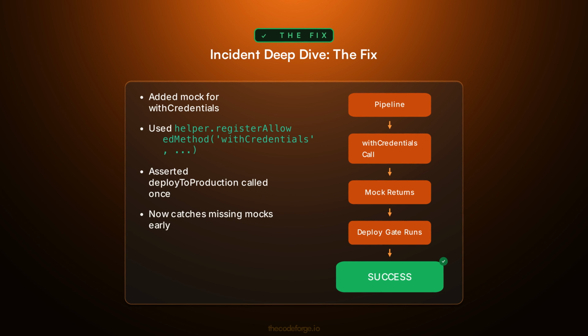We also added assertions to verify that deploy to production was called exactly once. Now, if a mock is missing, the test fails immediately instead of silently skipping.